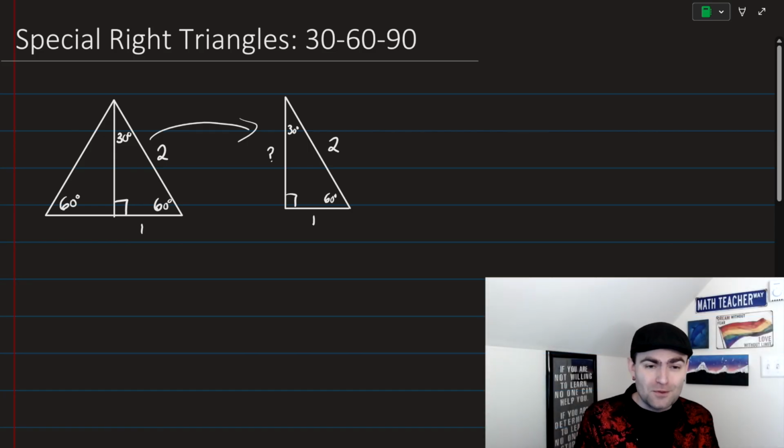Before we talked about right triangles, now we're going to start to talk about some special right triangles where the sides have a really, really nice ratio between them. So the first triangle we're going to look at is a 30, 60, 90 triangle.